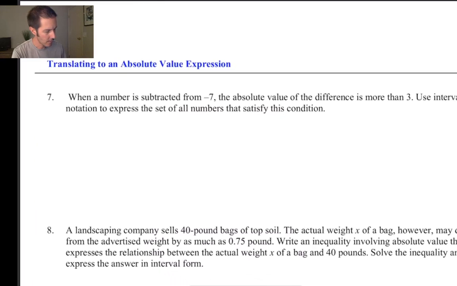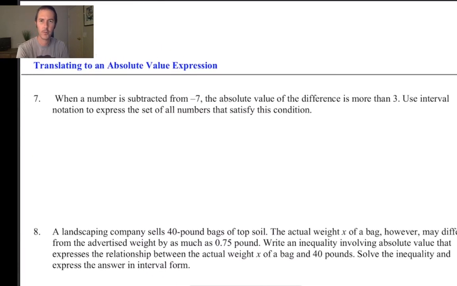And then let's take a look at this first example problem, or this first word problem. When a number is subtracted from -7, the absolute value of the difference is more than 3. Oh, got it. I was like, is more than 3 what? So when a number, let's call that x, is subtracted from -7, so here's the -7, and we're going to subtract this unknown number from it. The absolute value of the difference, this is the difference.